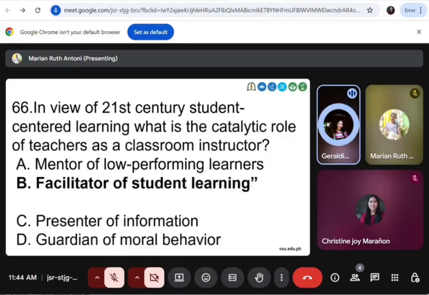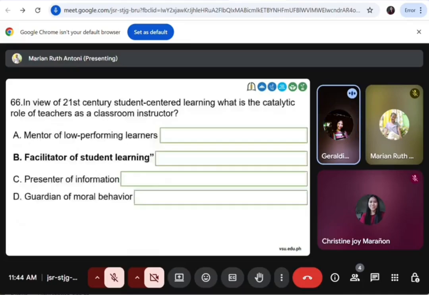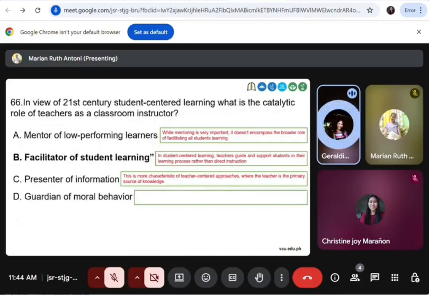So the correct answer is letter B. Facilitator of student learning. Why is it the correct answer? It's because in student-centered learning, teachers guide and support students in their learning process rather than give direct instruction. So why not letter A, C, and D?